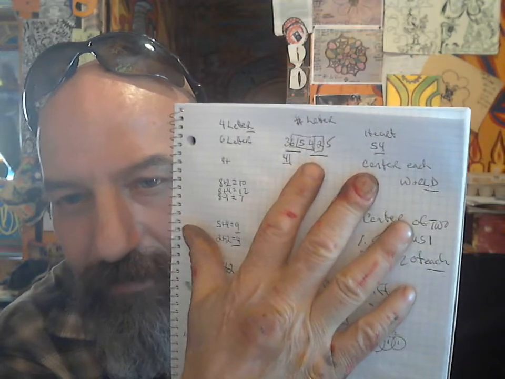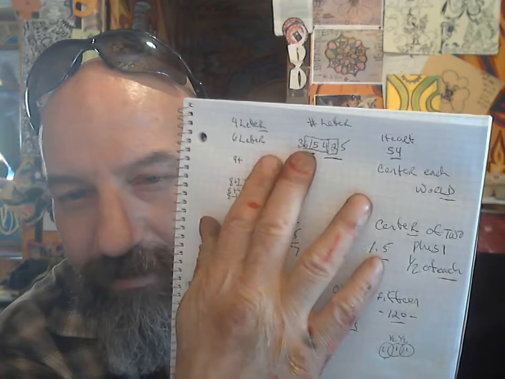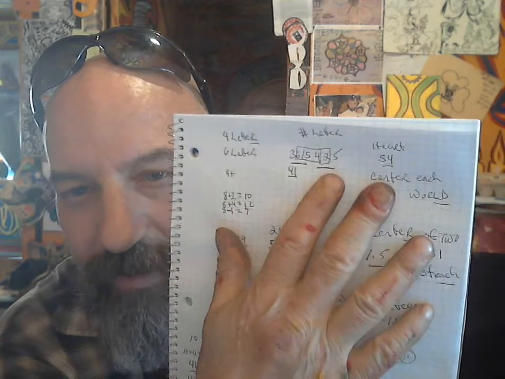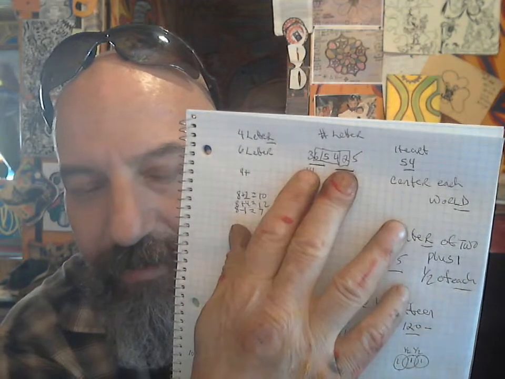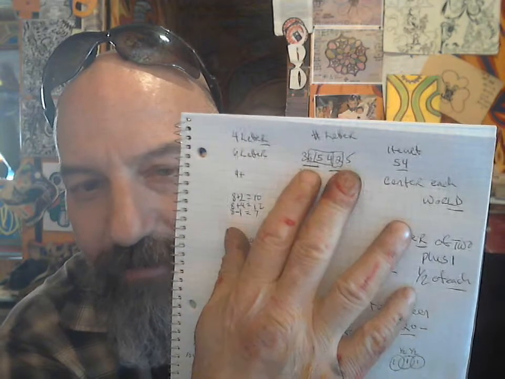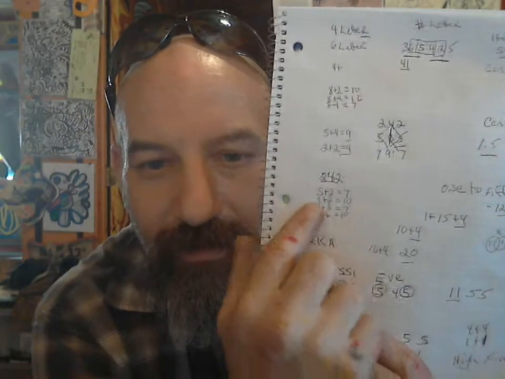Heart. 54, the center of each world. These two over here, which is the sun, is the center of both worlds. 36, creation. Into 42, into the mind of the spirit. 5, the passage, the Holy Ghost.